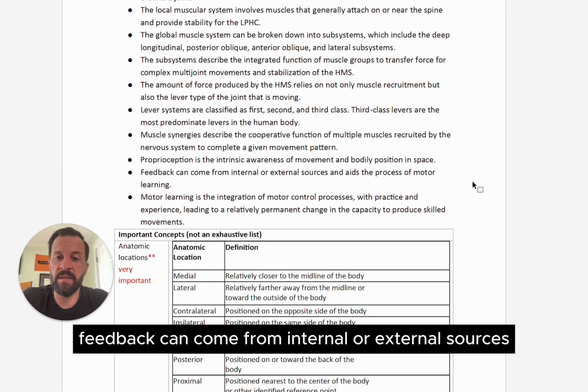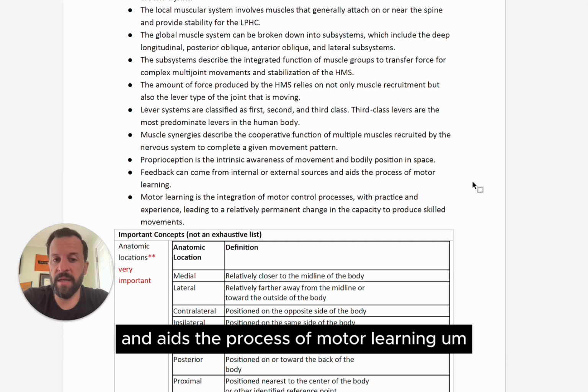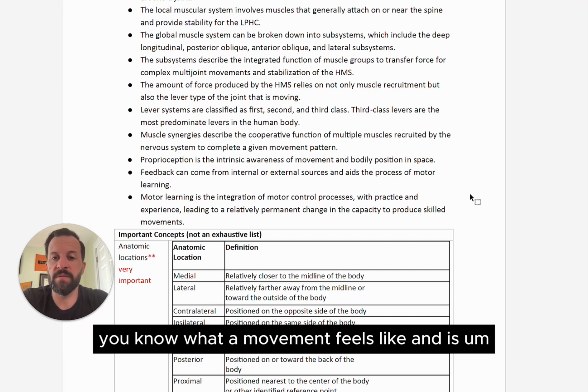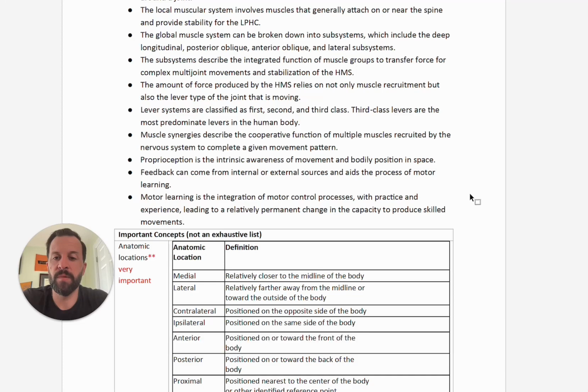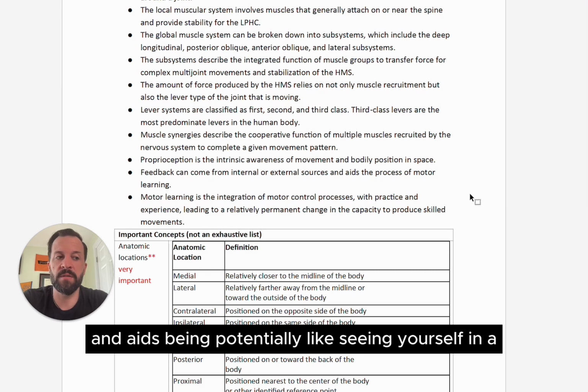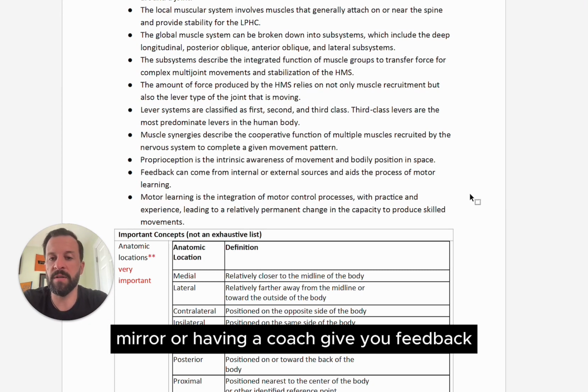Feedback can come from internal or external sources and aids the process of motor learning. Obviously, we can feel and be aware of what a movement feels like and is producing for us internally, as well as external sources and aids, being potentially like seeing yourself in a mirror or having a coach give you feedback.